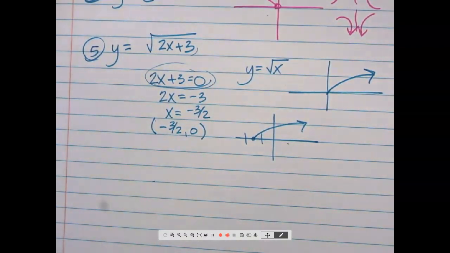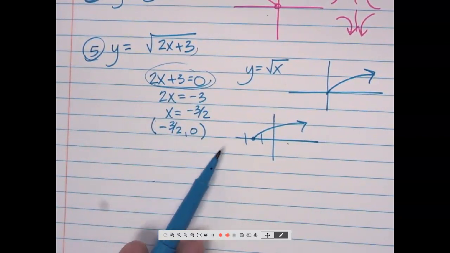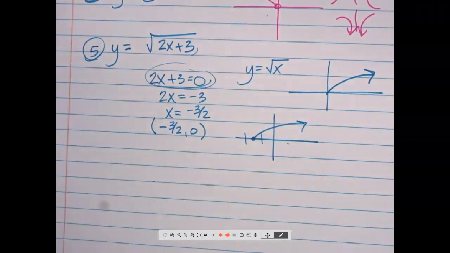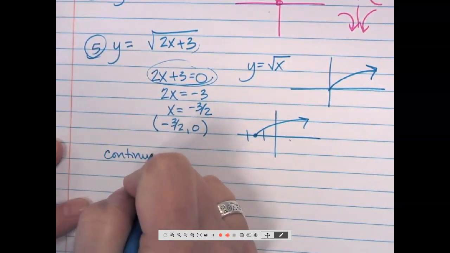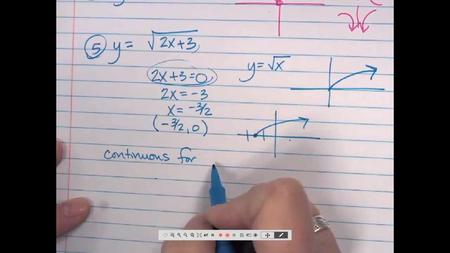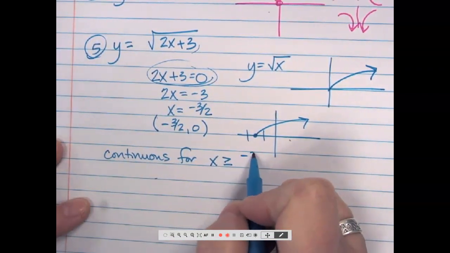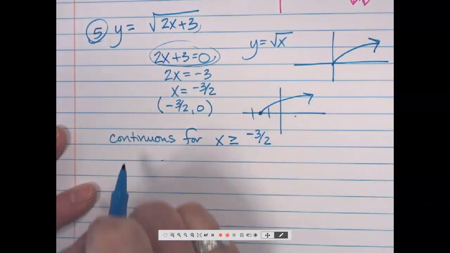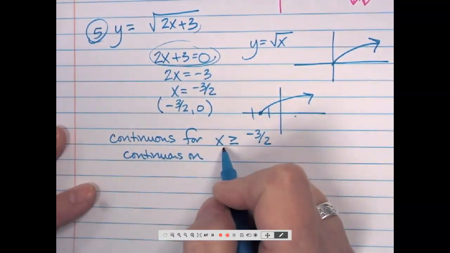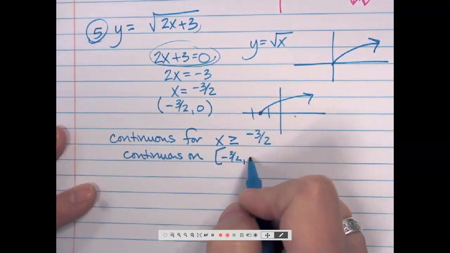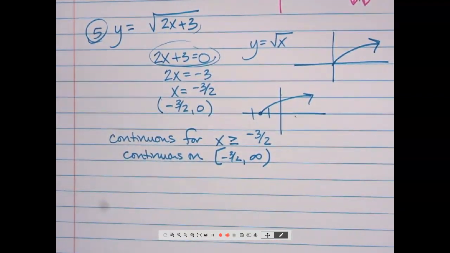Okay, so the question is, where is it discontinuous? It's not really. Like, it doesn't exist over here, but it's not discontinuous. So I think the best way to answer this is to just say it is continuous for x greater than or equal to negative 3/2. Or you could say continuous on the interval negative 3/2 to infinity. You might just put continuous.